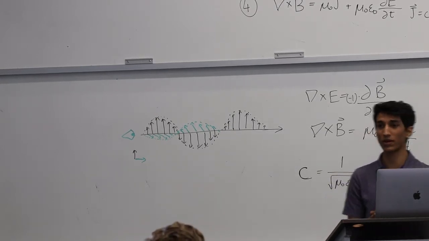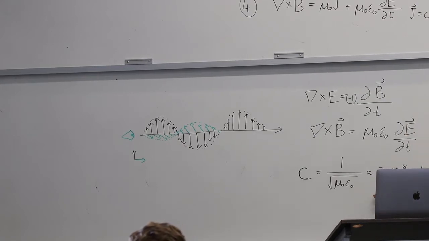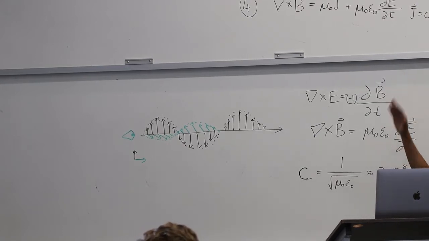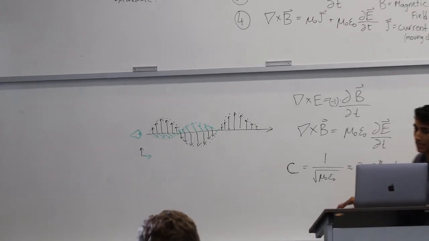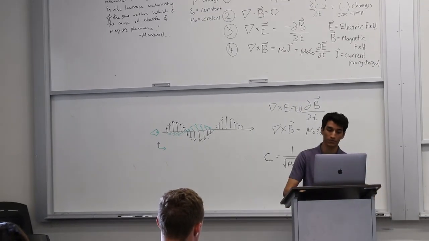So the takeaway message from this is that light is a consequence of electromagnetism, and light is actually an example of electromagnetism in a way.